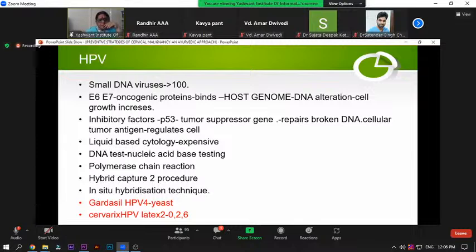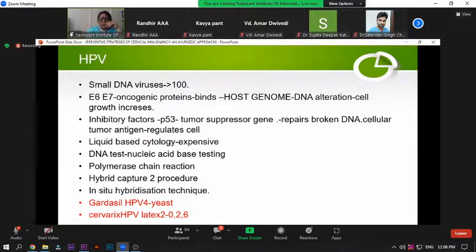So to identify the HPV, liquid-based cytology costs around 4,000 to 5,000, a little bit expensive. Nucleic acid based testing is comparatively a lesser economic burden to the patient. That can be done with the polymerase chain reaction, and hybrid capture also can be done, the two procedures. So this is to identify the HPV virus.